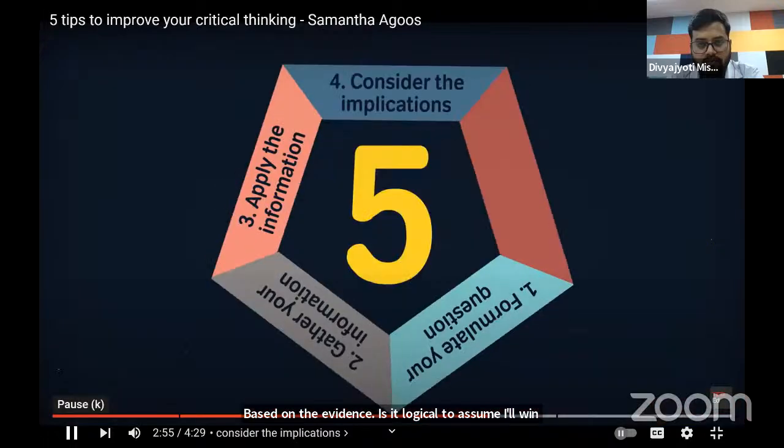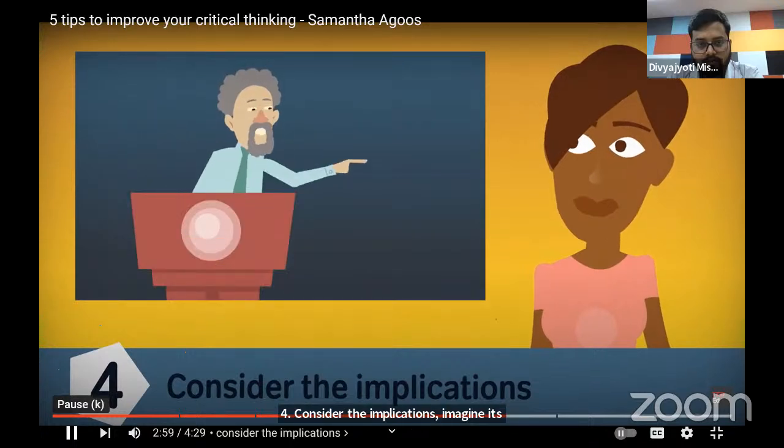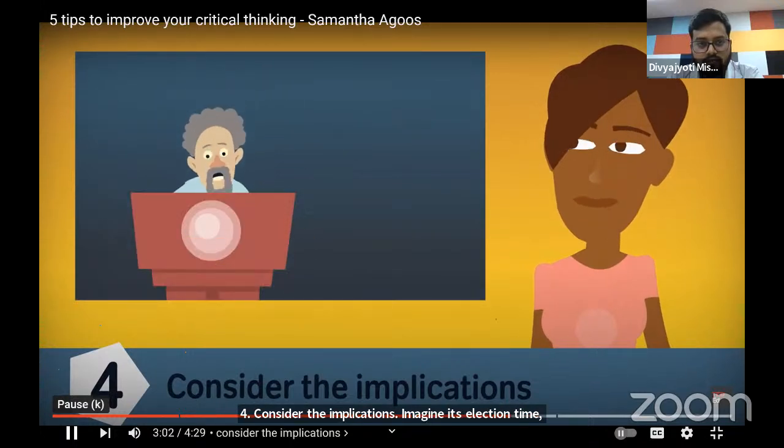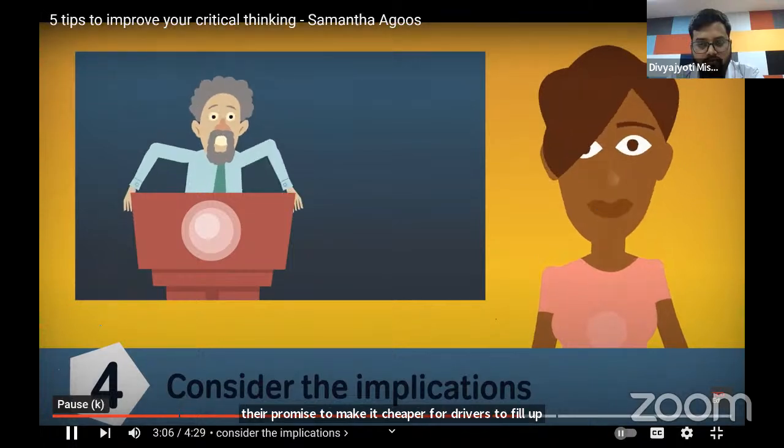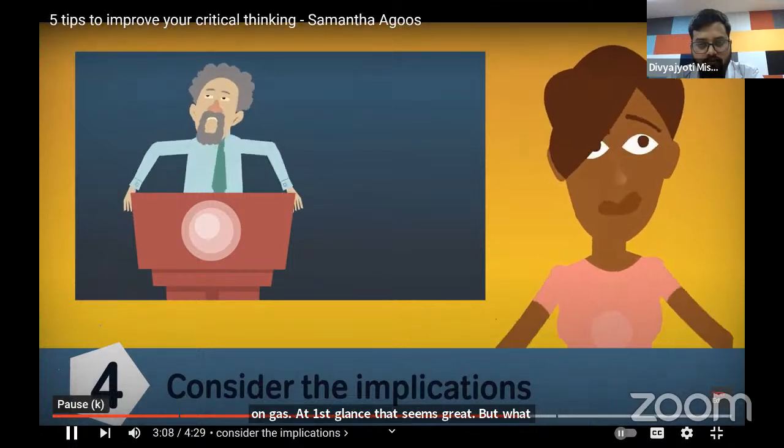4. Consider the implications. Imagine it's election time, and you've selected a political candidate based on their promise to make it cheaper for drivers to fill up on gas. At first glance, that seems great. But what about the long-term environmental effects?